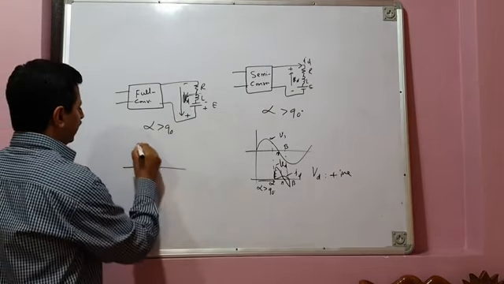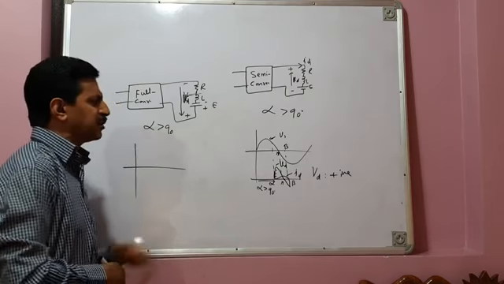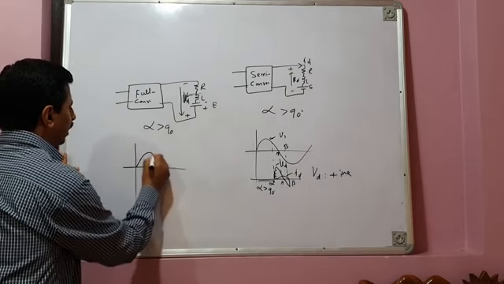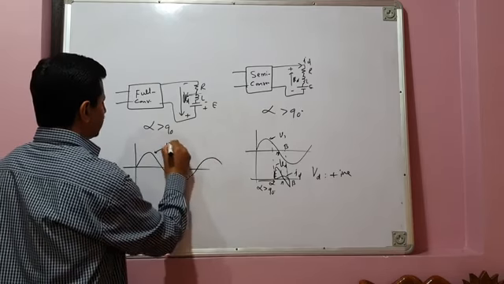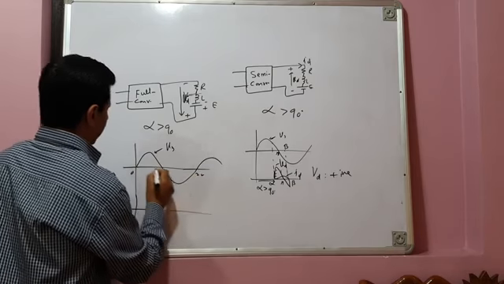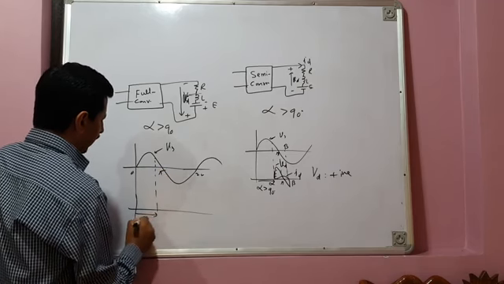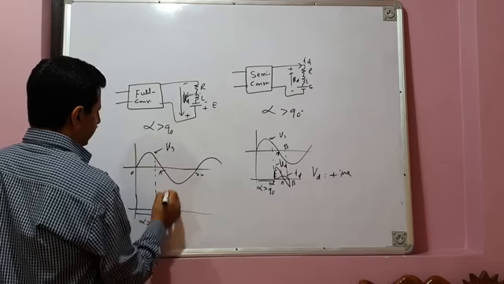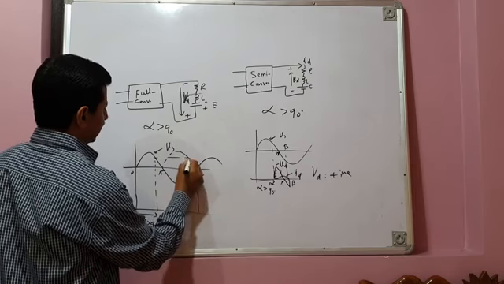This negative average output voltage is possible only if the current is continuous. So what causes continuity of the current? It is this E which causes continuity in the flow of current. So if this is your source voltage, 0, pi, 2 pi and so on, and alpha is greater than 90 degrees, this is the first instant of firing, this is the next instant of firing, and so on.